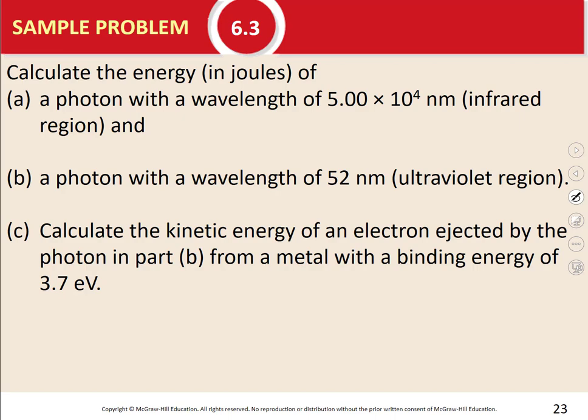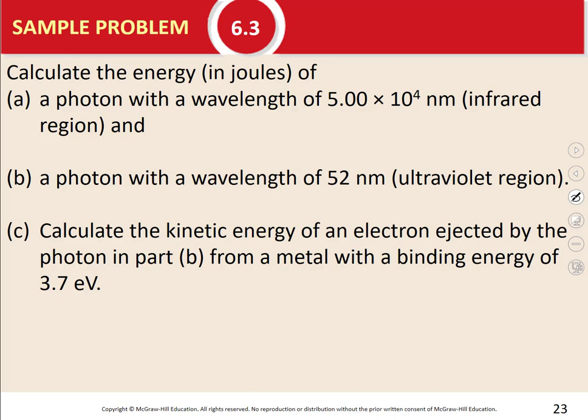First one asks you to calculate the energy in joules of a photon with a wavelength of 5 times 10 to the 4 nanometers, which is in the infrared region. A photon with a wavelength of 52 nanometers, which is in the ultraviolet region. And calculate the kinetic energy of an electron ejected by a photon in part B from a metal with a binding energy of 3.7 electron volts.